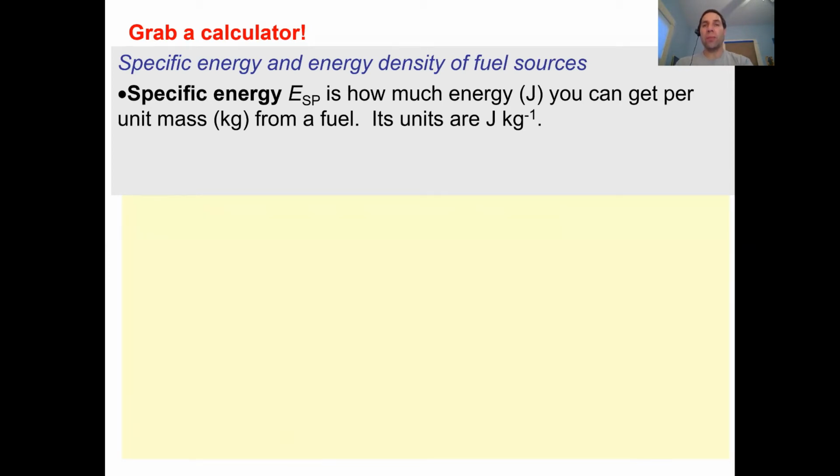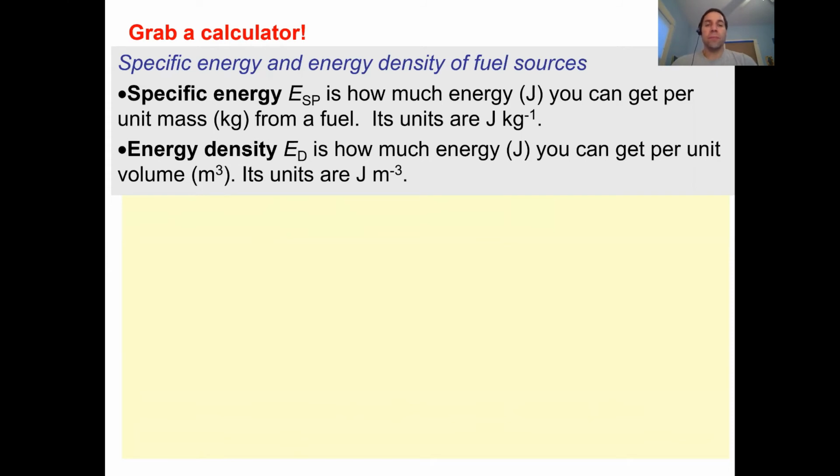And if you remember back to thermal physics, we had this specific heat capacity, which was the energy required per unit mass to change the temperature of an object. Well, this is the same idea. Remember, whenever you see specific, that usually means mass is involved. So specific energy means how much energy per unit mass from the fuel. So its units are joules per kilogram. Energy density is how much energy you can get per unit volume of the fuel source, and its units are joules per meter cubed.